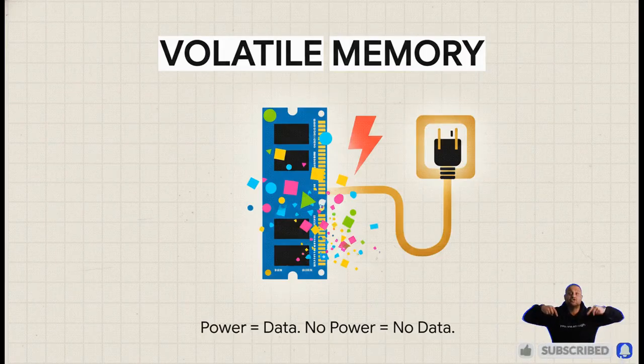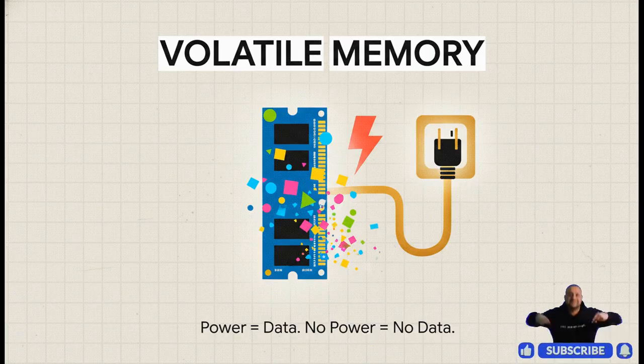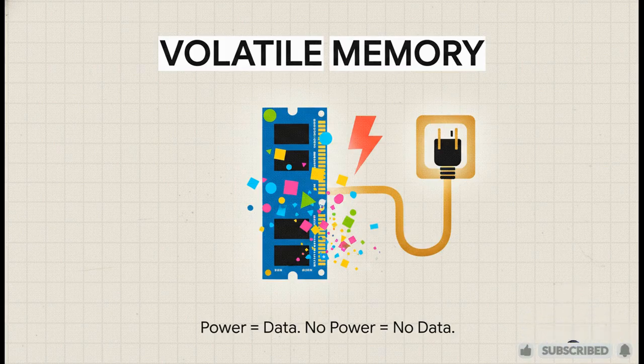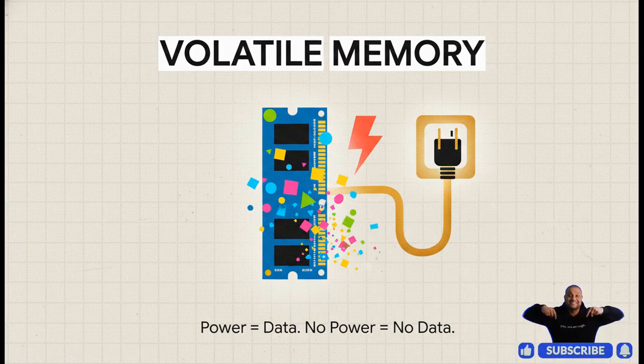RAM is volatile, and volatile is just a fancy word that means it needs constant power to hold information. The second the power is cut, everything in RAM, including our sales order sitting in the buffer cache, is completely wiped out. Poof, it's gone.